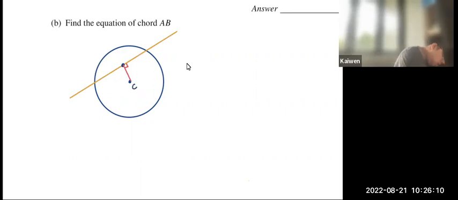You have the coordinates of C, you have the coordinates of M. So you can find the gradient of CM, then take the negative reciprocal to find the gradient of the chord, and then find your equation straight away. This is the method to do this question. It is close to identical to finding the gradient of a tangent to the circle.